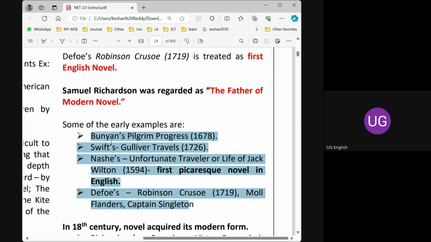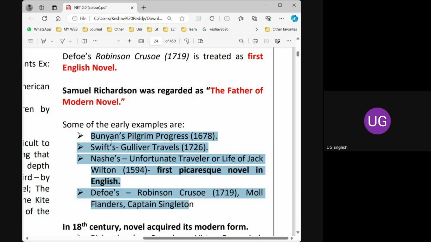Bunyan's Pilgrim's Progress is very, very important in English literature. The progress of a pilgrim. This book is related to Christianity, and the pilgrim is named Christian, and his journey is described, his journey from this world to heaven, the other world. This journey is in 10 stages, and those 10 stages are very important.